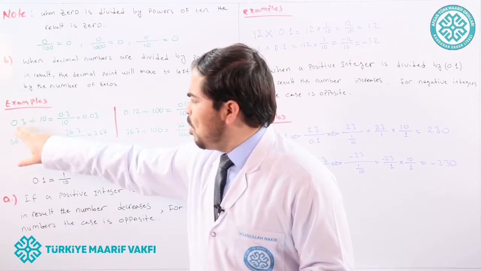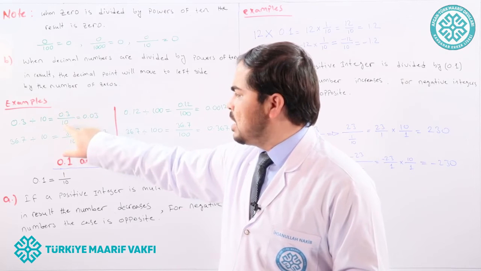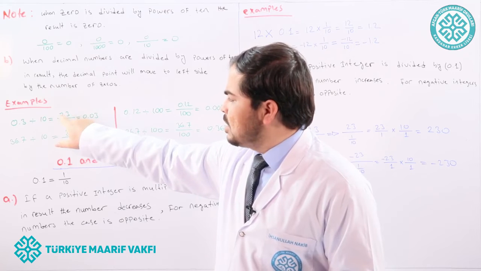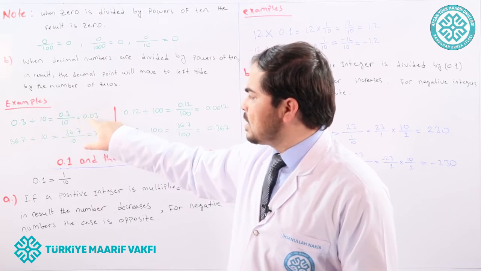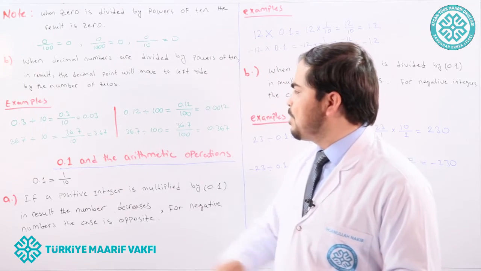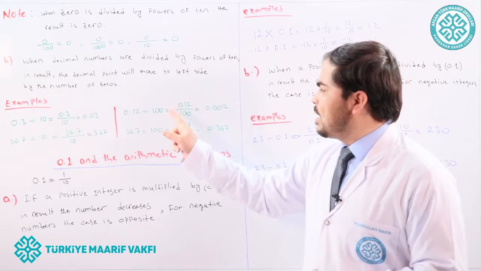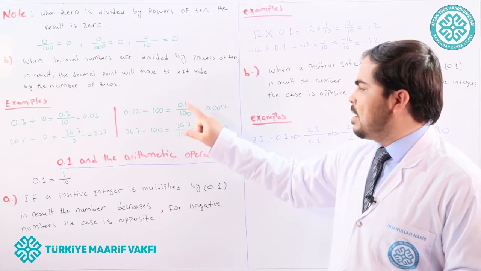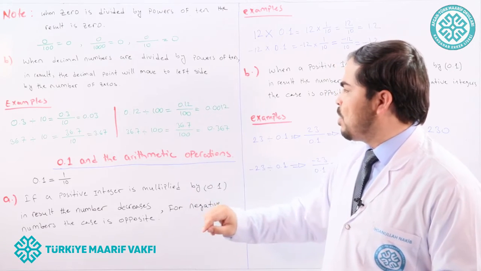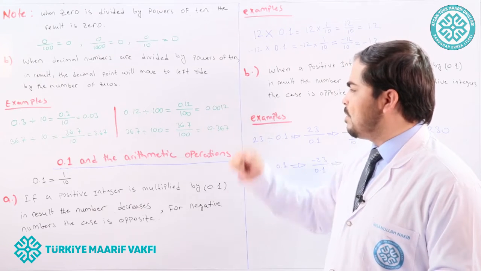Here we have 0.3 divided by 10. We can write it as a fraction, 0.3 over 10. It will become 0.03. Here we have 0, and after 0 we have 3, and we just give another 0, as the point moves to the left side. Again, we have 0.12 divided by 100. The point will move by 2 digits. From here it will go to this side, and another 0, it will move by 2 digits. So here we have 0.0012.